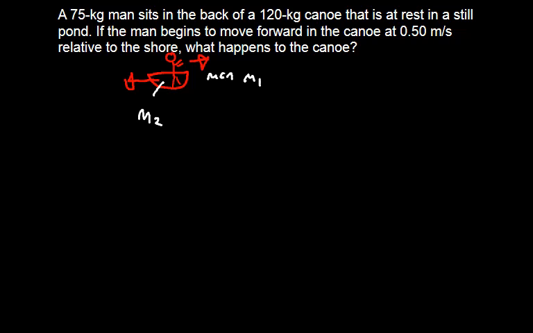All right, so let's practice this one here with a man sitting in a canoe, and he's at rest in a still pond with the canoe there. And so let's call the canoe mass 2, the man mass 1, and we know that the man starts to move forward in the canoe at 0.5 meters per second, and we want to know what the canoe does.